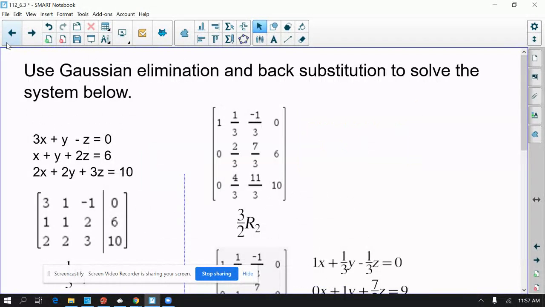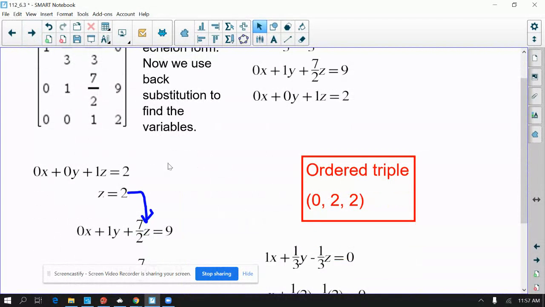All the way back to this system. If X is 0 and Y is 2 and Z is 2, then the result is 0. If I plug those into here, the result is 6. If I plug those into here, the result is 10. Out of all the possible ordered triples on each of these planes, only one of them is on all three. And that one is 0, 2, 2.